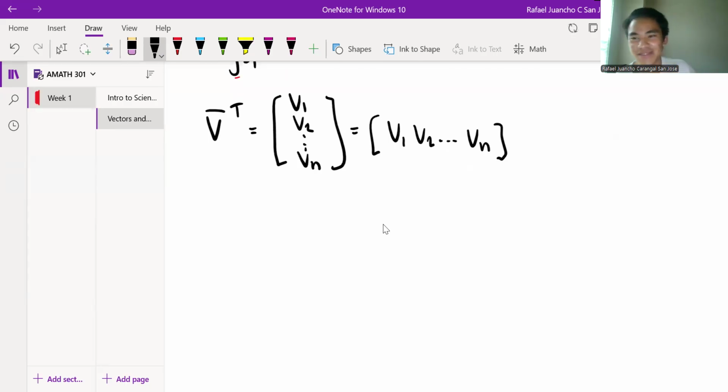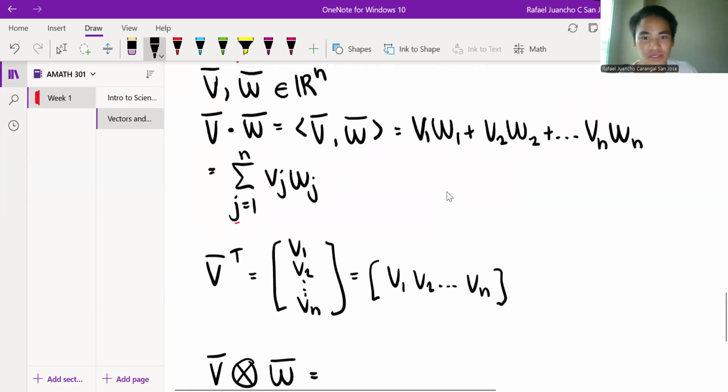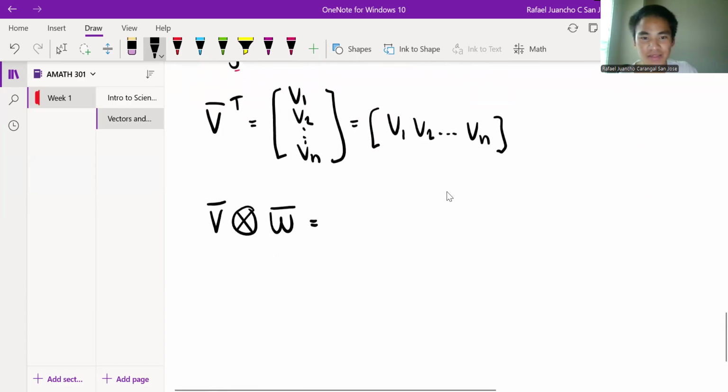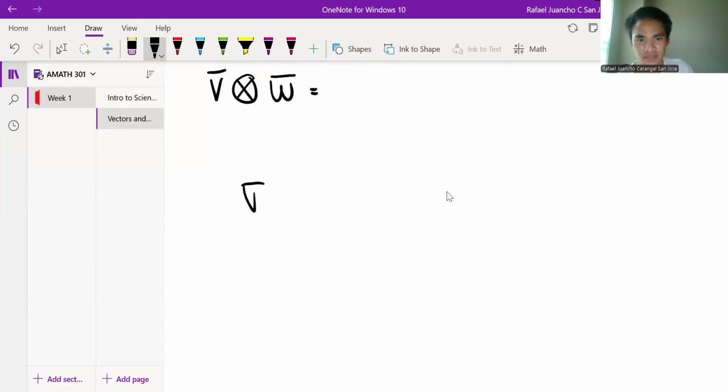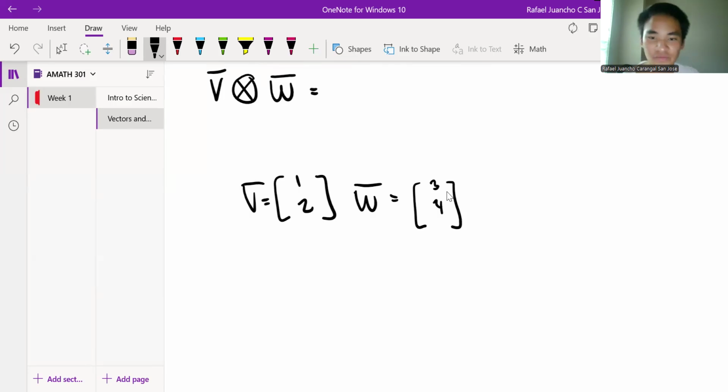What the outer product is basically, let's say we have vector v again, and there's this notation for the outer product. It's like a circle with an x in it, and let's say we're getting the outer product of vector v and vector w. What is that going to look like? Let's start with numbers because I don't want to get into this without numbers. Let's say vector v has 1, 2, and vector w has 3, 4. They're both column vectors by default.